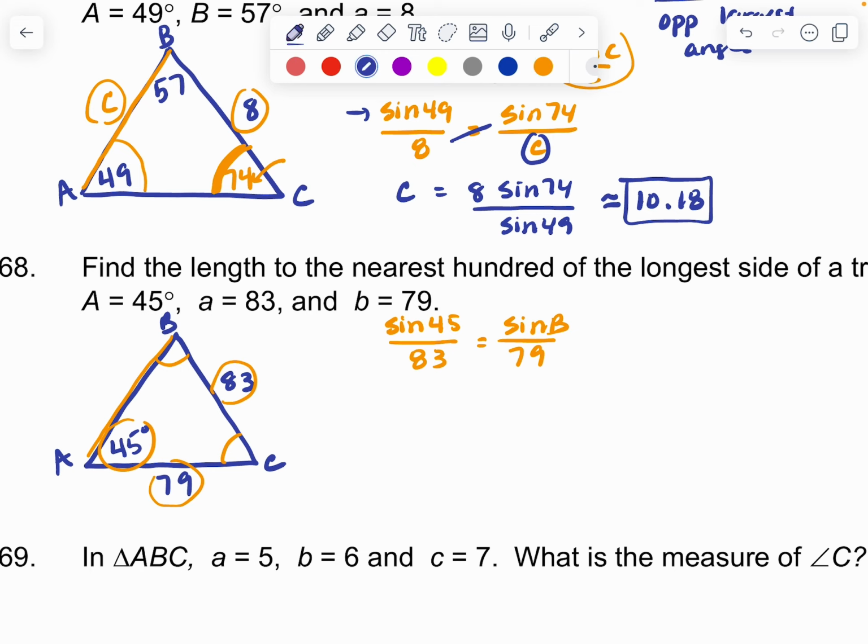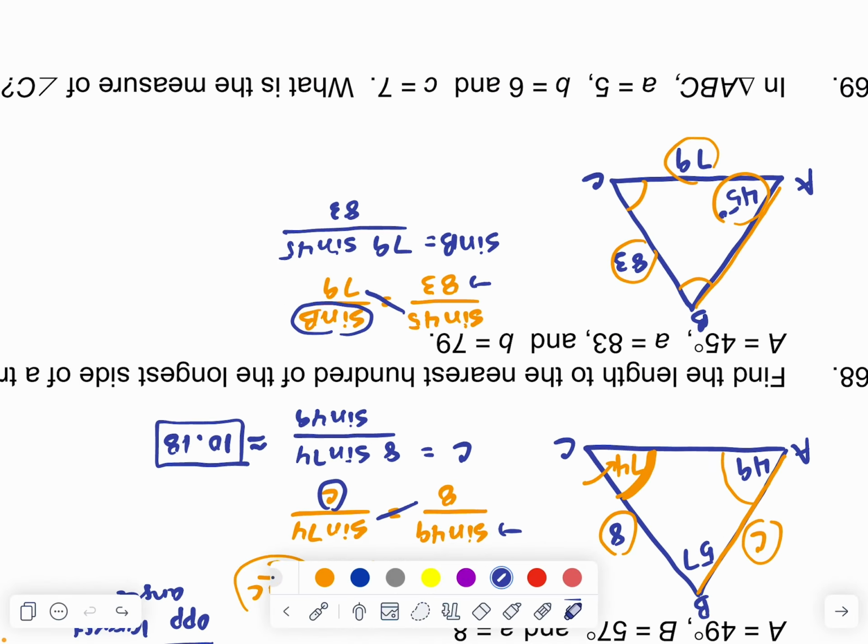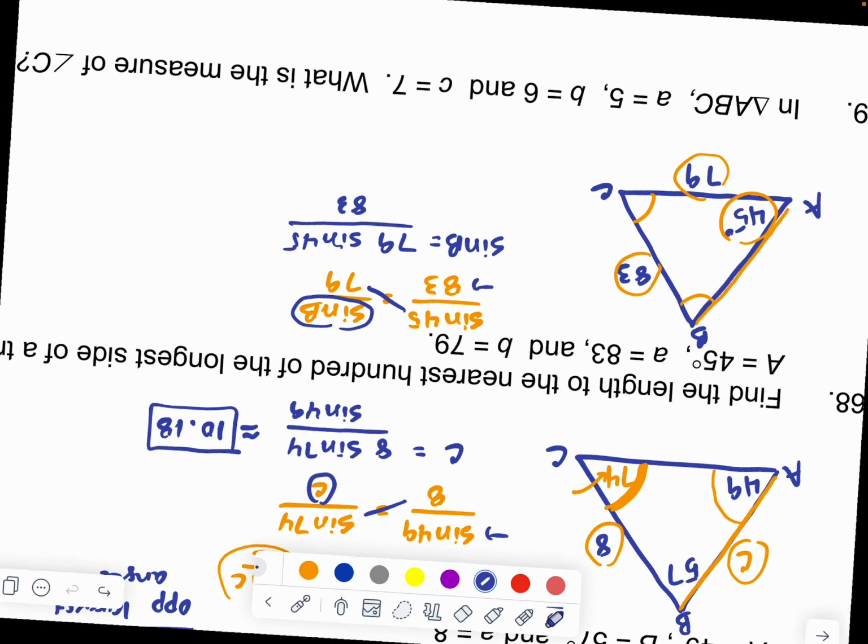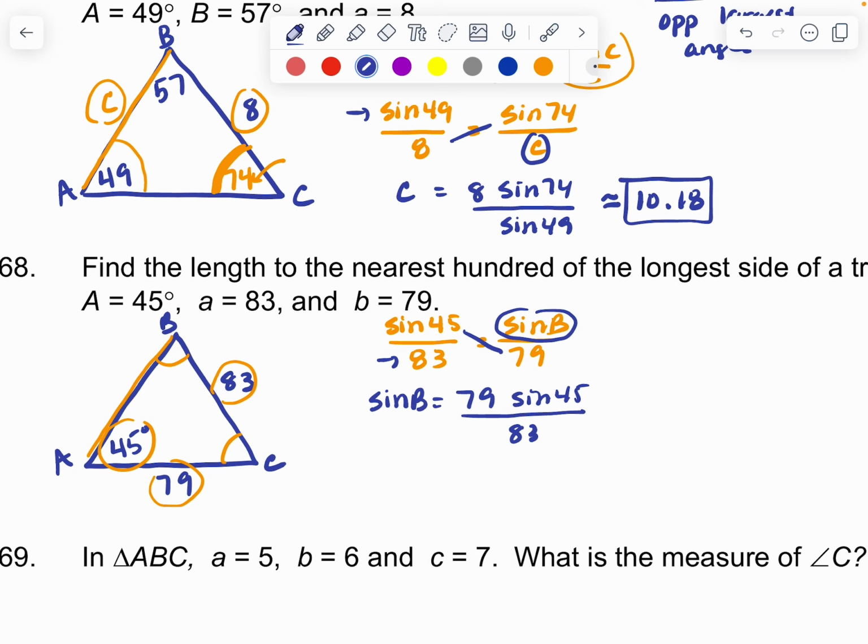Okay, so again, cross multiplying. I'm looking for sine of b, right? So I'm going to get sine of b equals 79 sine of 45 all over, divide by the leftover, which is 83. Now plugging that in, so I have 79 sine of 45 and then divided by 83. Okay, that gave me about 0.6730 or something like that.